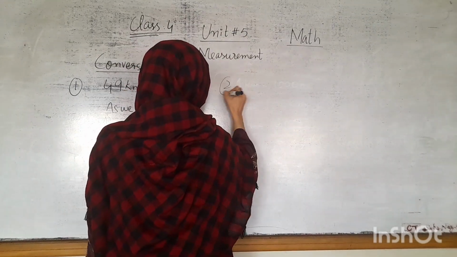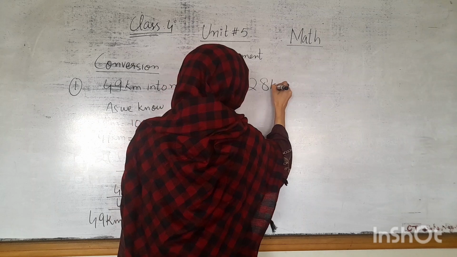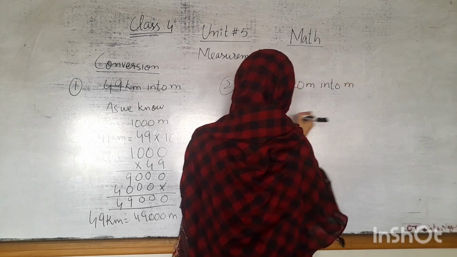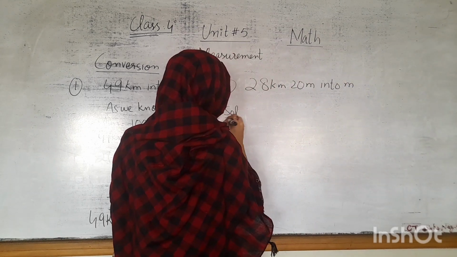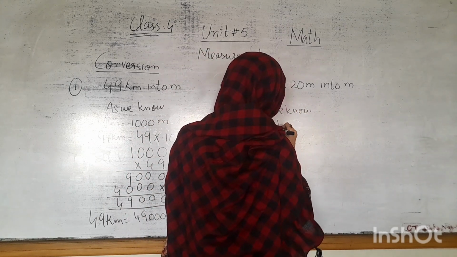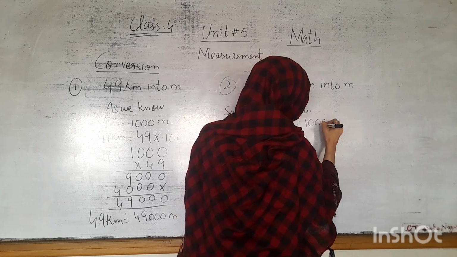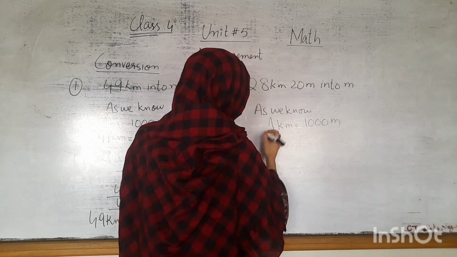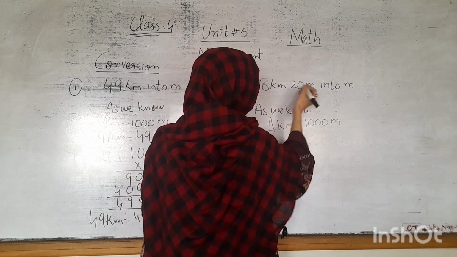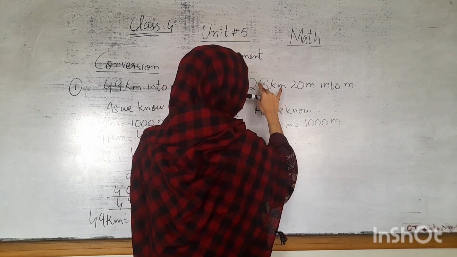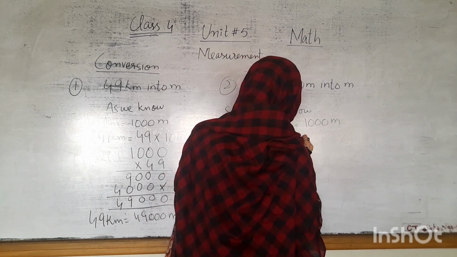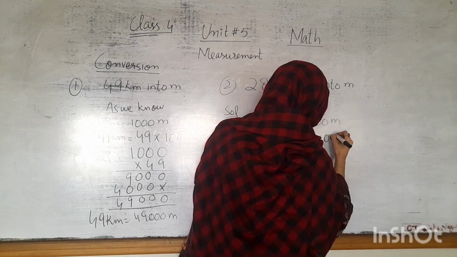If we have 28 kilometer 20 meter into meter. So as we know, 1 kilometer is equal to 1000 meter. First we convert kilometer into meter because we have two different units, kilometer and meter. So first we convert the bigger unit into the smaller unit and then we'll add 20. 28 kilometer is equal to 28 multiplied by 1000 meter.